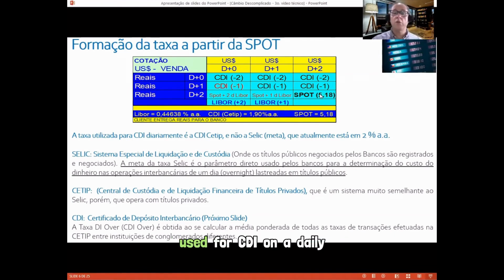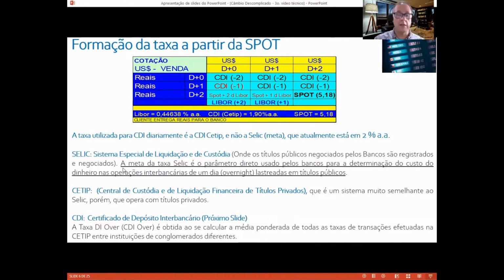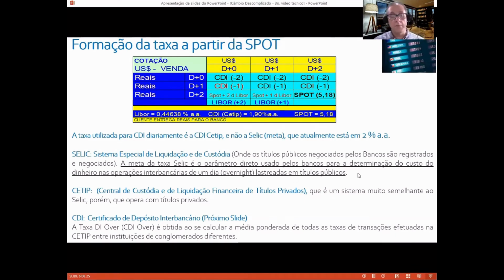So the rate used for CDI on a daily basis is the CDI CTIP rate and not the Selic, as I mentioned, which is the target rate currently at 2%. Just so you know, we need to understand where it comes from. Selic is the special system for settlement and custody. What is that, Marcelo? It's where the government bonds traded by banks are registered and traded. The Selic rate target is the direct parameter used by banks to determine the cost of money in one-day overnight interbank operations backed by government bonds.